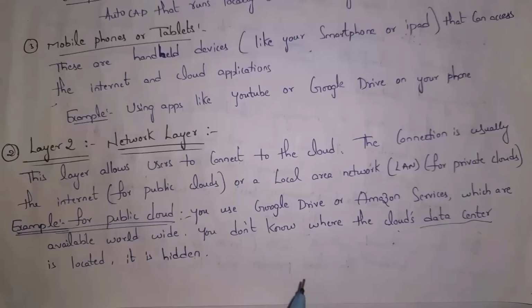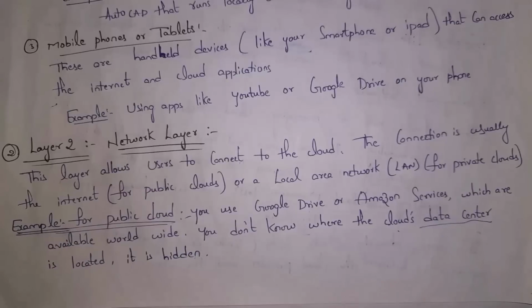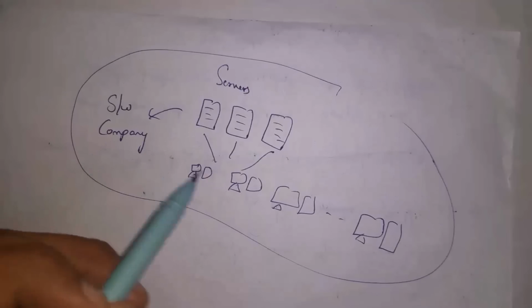Data center is nothing but where company servers are stored physically. We call that place as data center. As I am using Google Drive, but we don't know where Google data center is located. It is hidden. So we use Google or Amazon services which are available worldwide, but we don't know where the cloud data center is located. It is hidden.